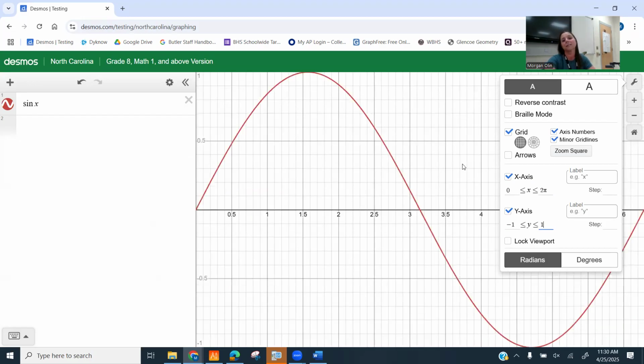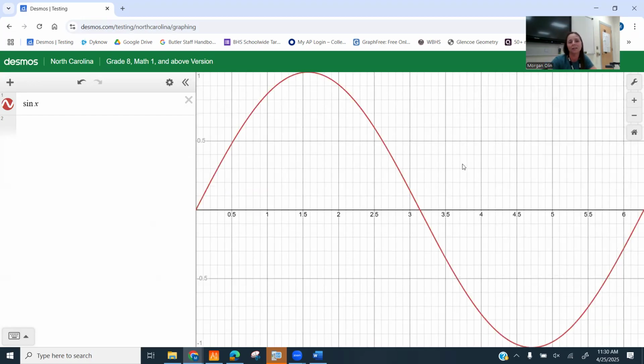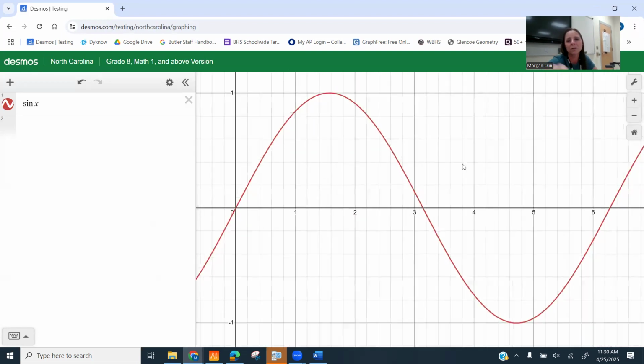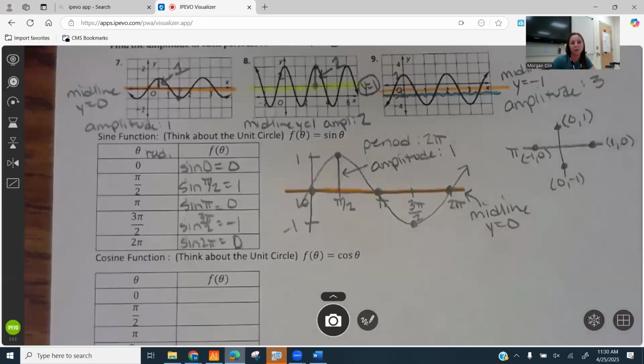And so we're seeing the same graph that we looked at. Now I'm going to take my fingers and zoom in just a little bit. Look at our top points right here. That was 1. Here's a max. Notice how it does pi over 2 and 1. We had that. Pi and 0. 3 pi over 2 and -1. And 2 pi right there. Those are all the things that we just graphed a second ago.